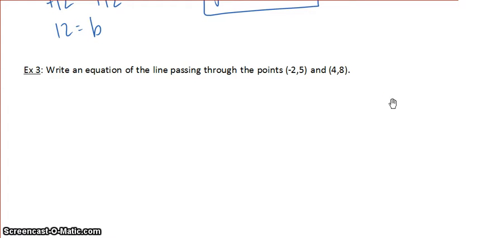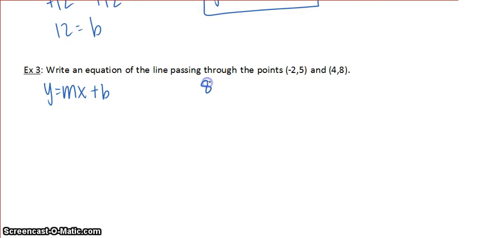Well, we have points. So if we think about y equals mx plus b, right now we have x and y, right? Because we could plug in a point for that, but we don't have m or b. Now, but we know how to find slope with 2 points, right? We're going to use our change in y over change in x.